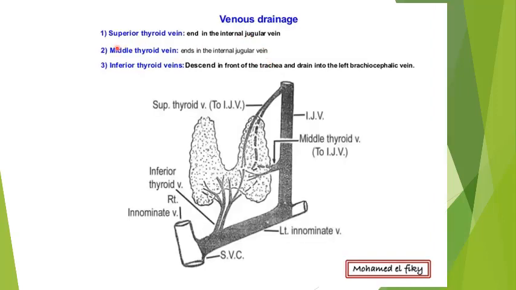For the venous drainage, the superior thyroid vein ends in the internal jugular vein. The middle thyroid vein ends in the internal jugular vein and the inferior thyroid vein descends in front of the trachea and drains into the left brachiocephalic vein. So this is the internal jugular vein, the middle thyroid vein, left innominate vein, and this is the superior vena cava, SVC. So this is the thyroid.